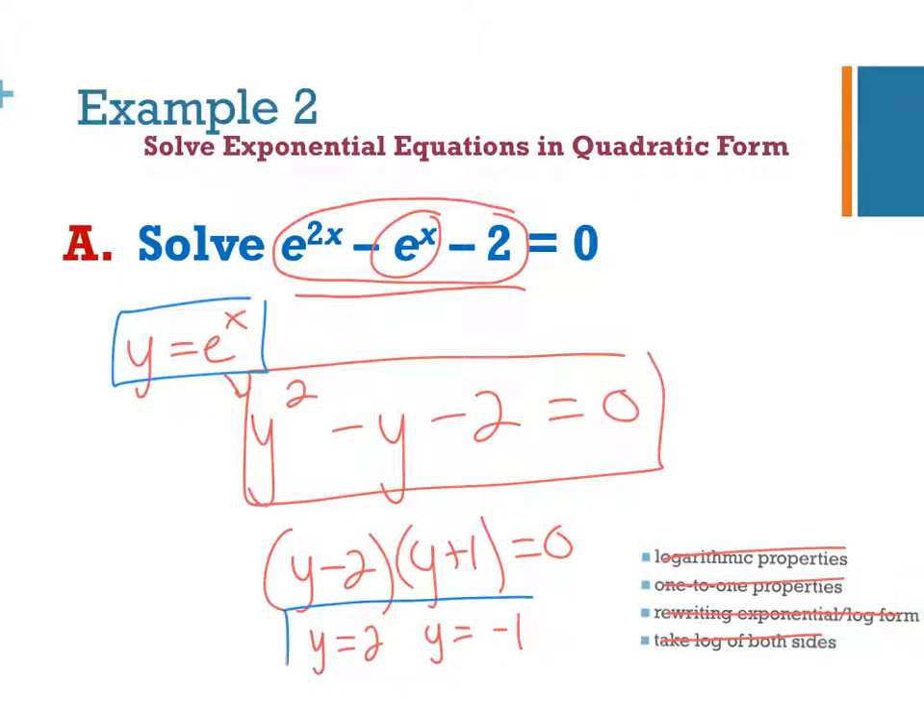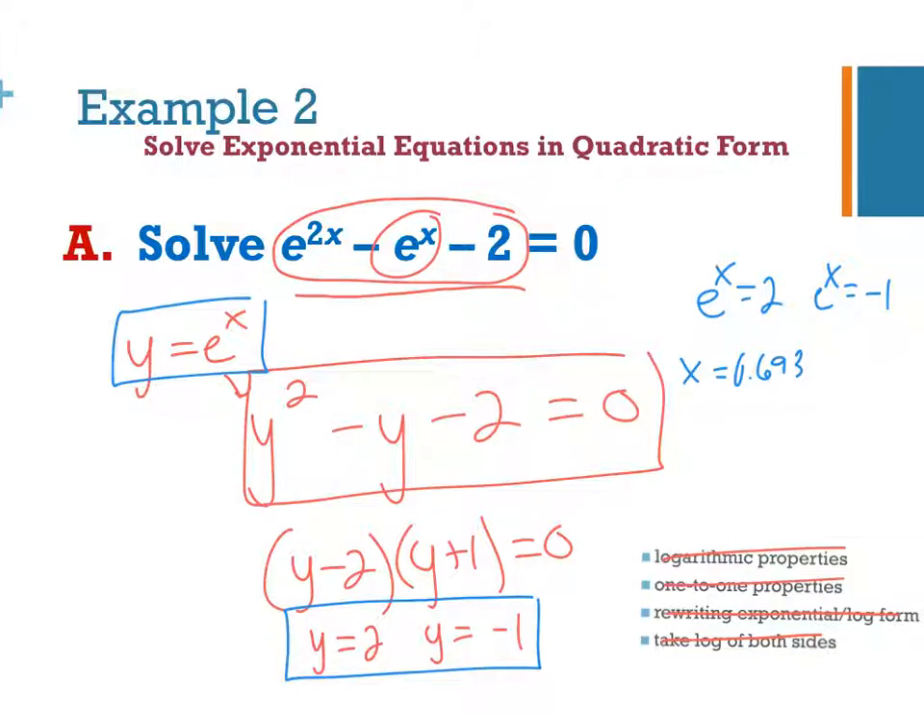So the two equations below, y equals 2 and y equals negative 1, now read e to the x equals 2 and e to the x equals negative 1. And so now you're just solving these two separately. If you take the natural log of both sides and solve, I believe for the first one you get an answer of 0.693.